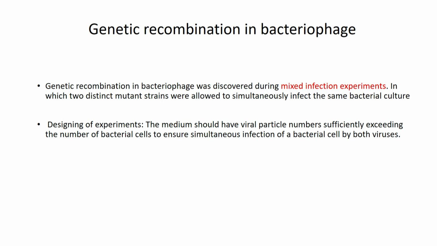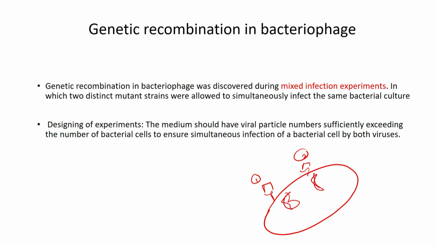Genetic recombination in bacteriophages was discovered during mixed infection experiments. So what are mixed infection experiments? It means you have a bacterium, and you are infecting it with two different types of bacteriophages. That is the mixed infection. Both the viruses are co-infecting one bacterium, and then you are studying the recombination between the two virus genomes.